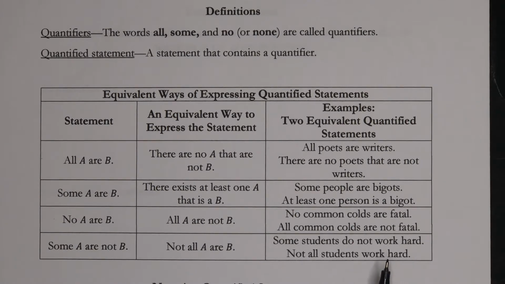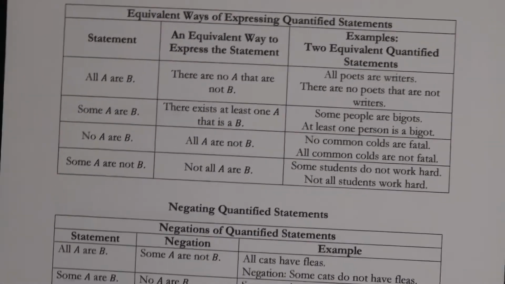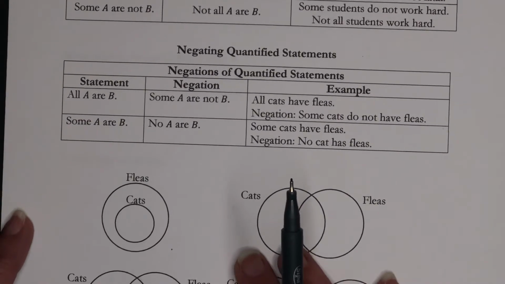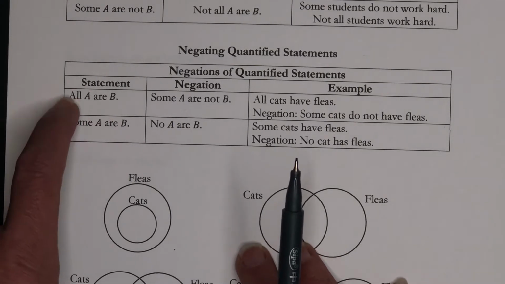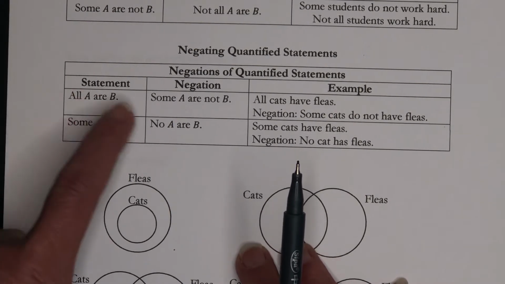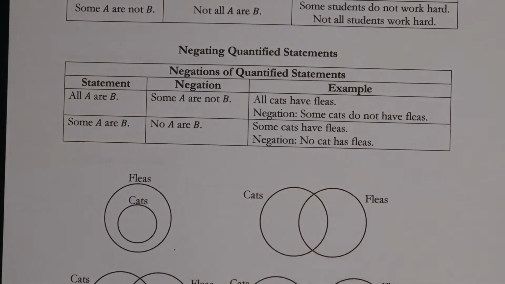Okay? If you think about these various statements in English, you can play around with them and see that these are equivalent statements. Now, where this gets a little bit tricky is when we start to negate these. Negating quantified statements. All A are B. It is tempting to change all are to none are, but they are not equivalent statements.